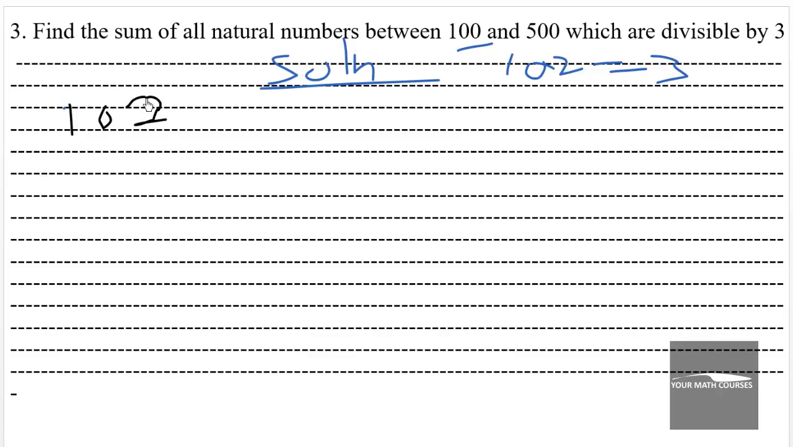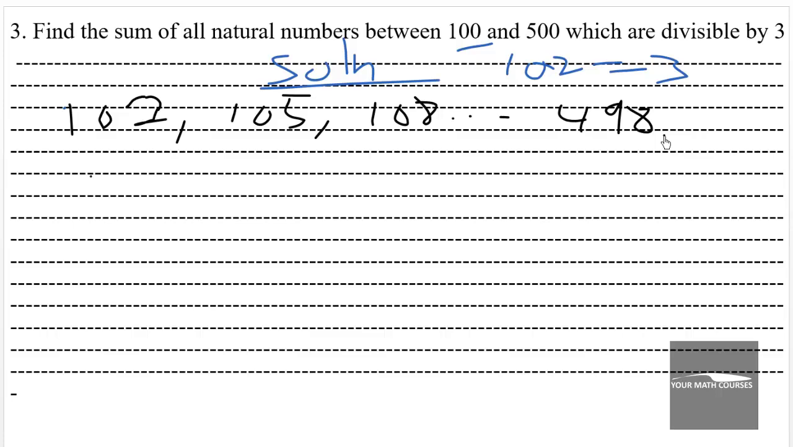So the next one will be plus 3, which is 105. The next one will be plus 3, which is 108, and so on, up to the last number, which we can find here. We know 500, when we add 5 plus 0 plus 0, we get 5. So 499, when we add 4 plus 9 plus 9, we get 22, which is not a multiple of 3. How about 498? When we add 4 plus 9 plus 8, we get 21, which is a multiple of 3. So that will be the last number in the AP.